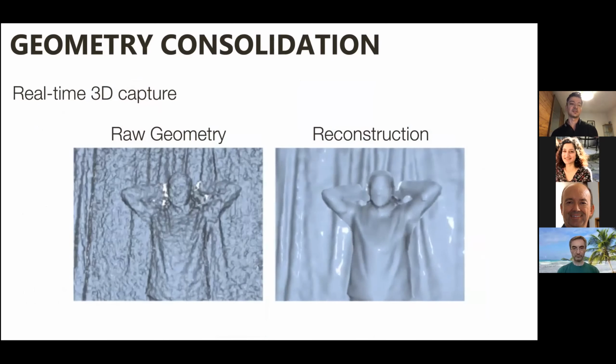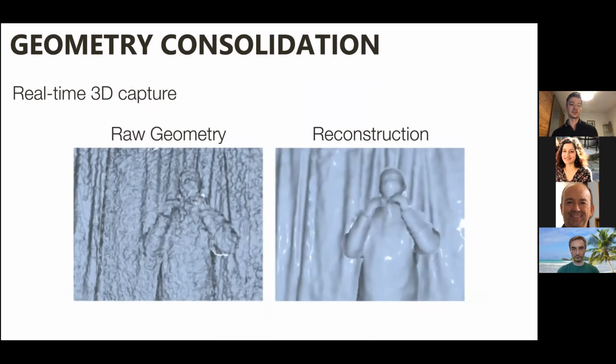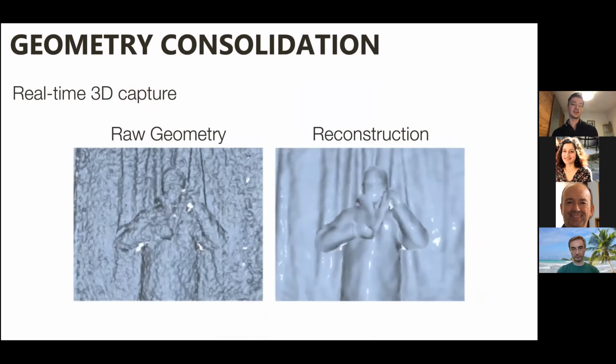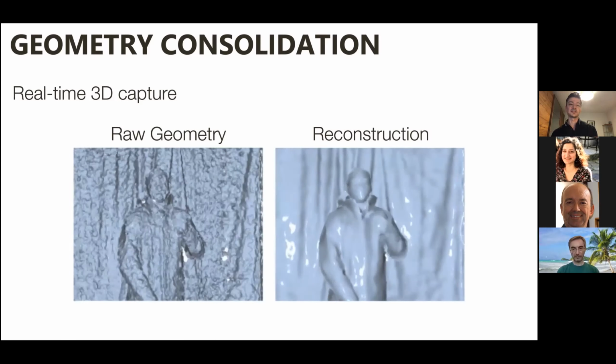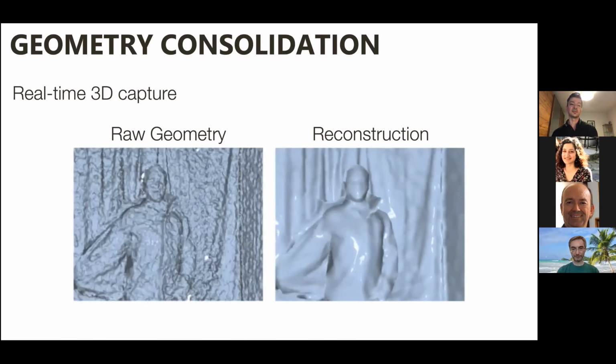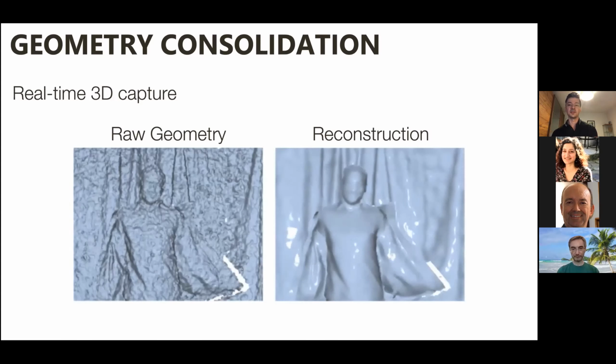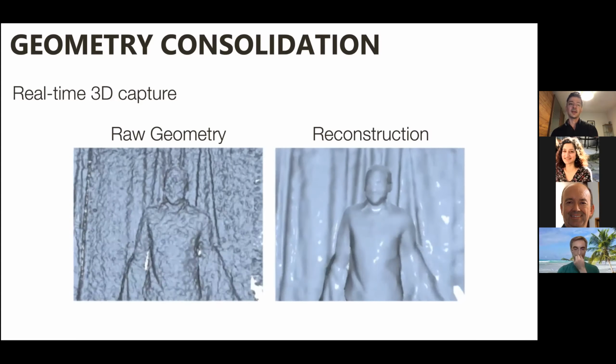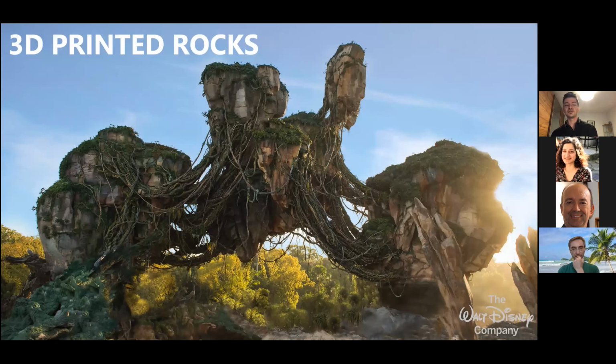So this is from another project where we get quite noisy depth data from some sensor, and then you can use similar algorithms to basically get a much more faithful reconstruction. And I think an interesting application of this, and this is something I worked on a bit in the past as well, is actually 3D printing. And in this particular case, actually, the idea was 3D printing works in Disney parks.